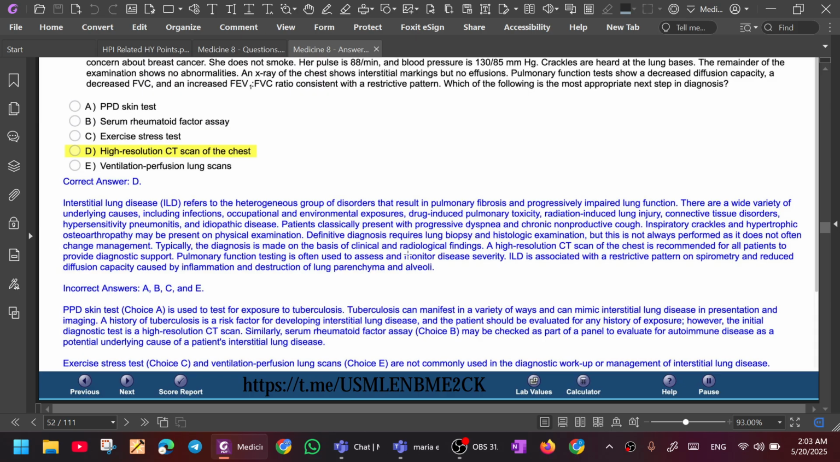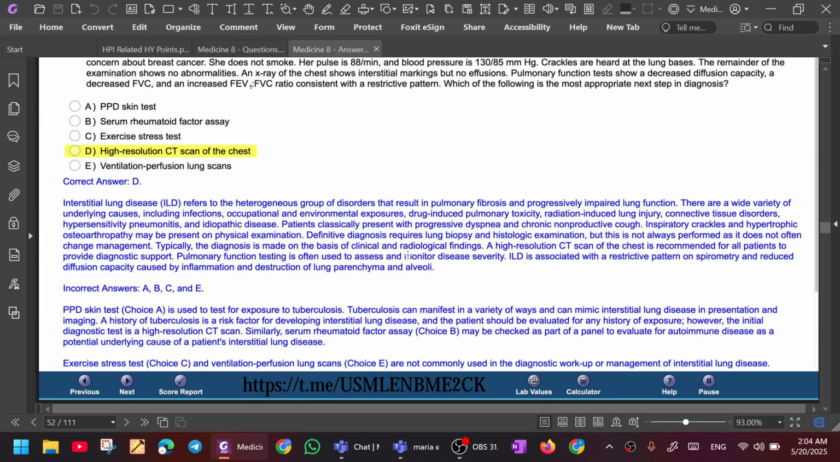Definitive diagnosis requires lung biopsy and histologic examination, but this is not always performed as it does not often change management. Typically, the diagnosis is made on the basis of clinical and radiologic findings. High resolution CT of the chest is recommended for all patients to provide diagnostic support. PFTs are often used to assess and monitor disease severity. ILD is associated with restrictive pattern of spirometry and reduced diffusion capacity caused by inflammation and destruction of the lung parenchyma and alveoli.